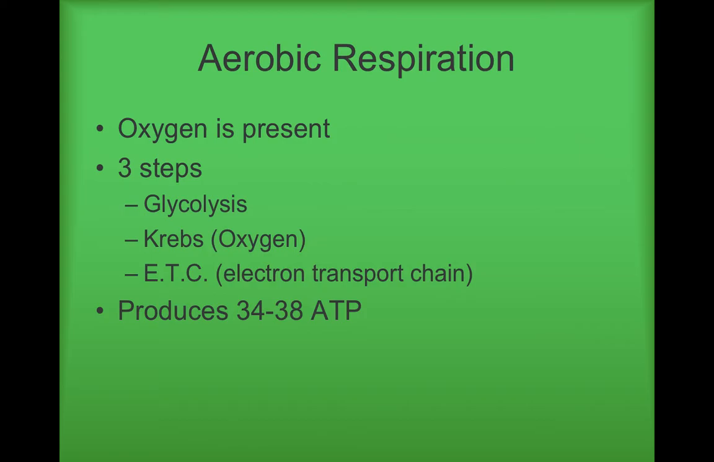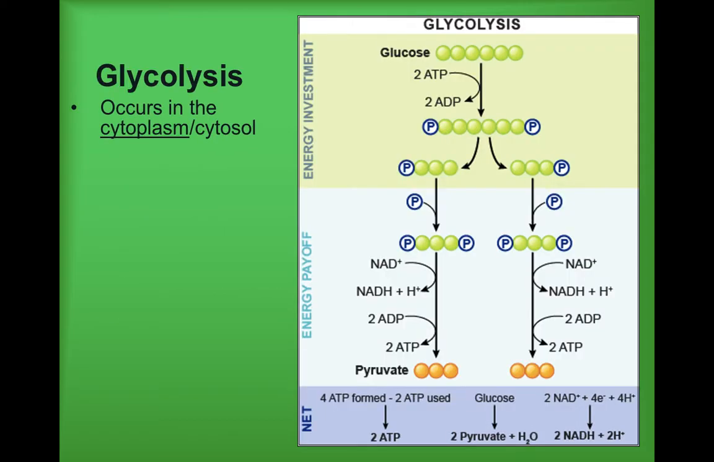Now, if you remember, anaerobic respiration produced about 2 ATP. This one, aerobic, produces 34 to 38. Whenever I was in school, we just typically said 36 because that's right there in the middle. But 34 to 38 ATP is the range, and any number within there is a perfectly fine number. Okay, so moving on.